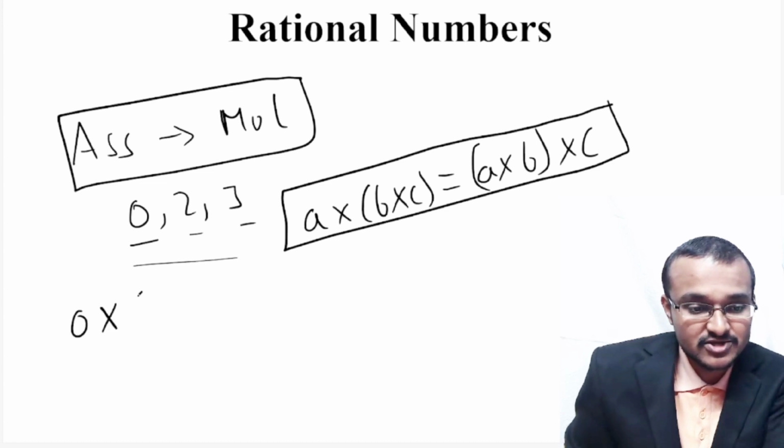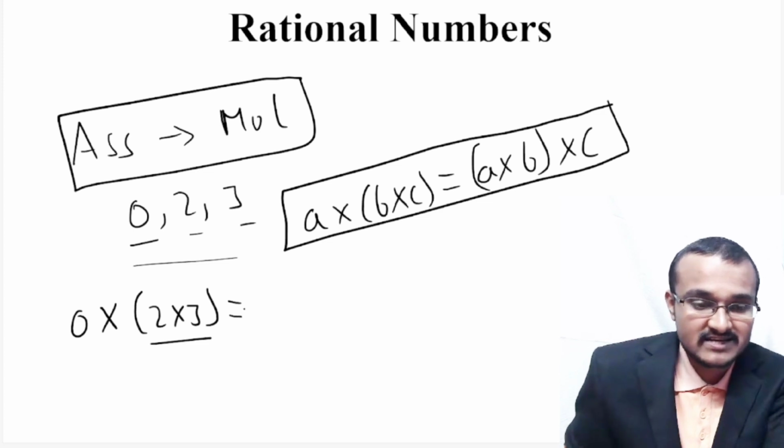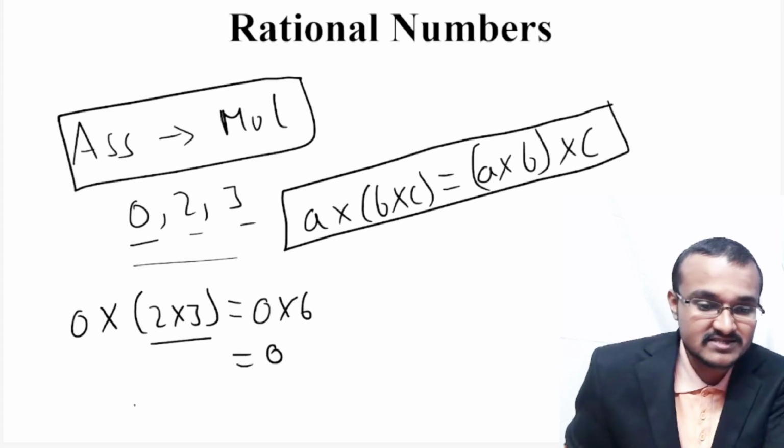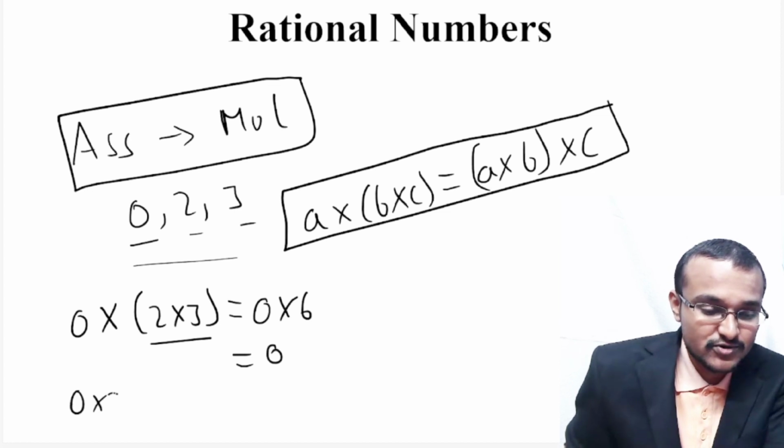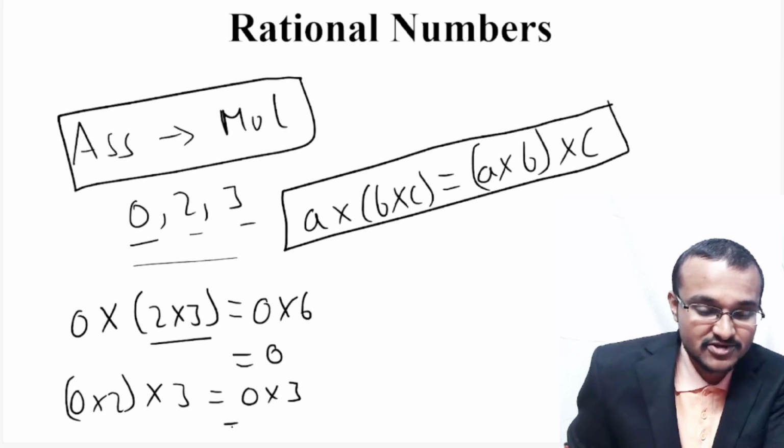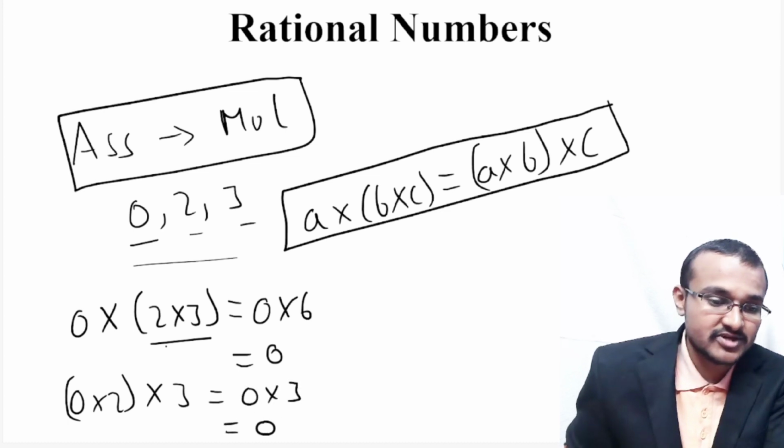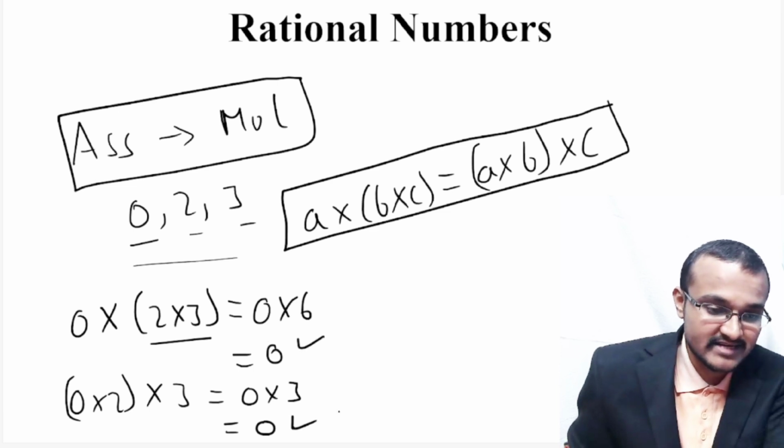So 0 into (2 into 3): first you should solve inside the bracket. So 3 into 2 is 6. So 0 into 6 is 0. Now 0 into 2 will be inside the bracket and 3 will be outside the bracket. So 0 into 2 is 0. So 0 into 3 will be 0. So here also you are getting 0. Here also you are getting 0.